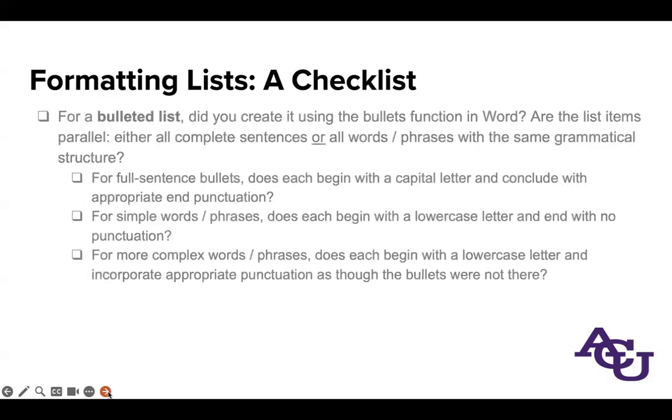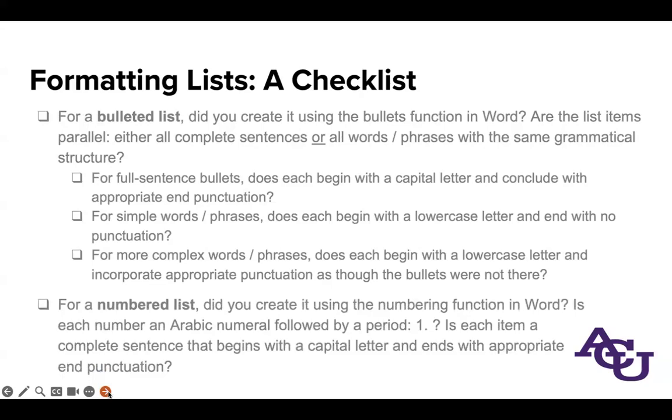If it's a bulleted list, did you create it using the bullets function in Word? Are the list items parallel, either all complete sentences or all words and phrases with the same grammatical structure? For full sentence bullets, does each begin with a capital letter and end with appropriate end punctuation? For simple words or phrases, does each begin with a lowercase letter and end with no punctuation? For more complex words or phrases, does each begin with a lowercase letter and incorporate appropriate punctuation as though the bullets weren't there?